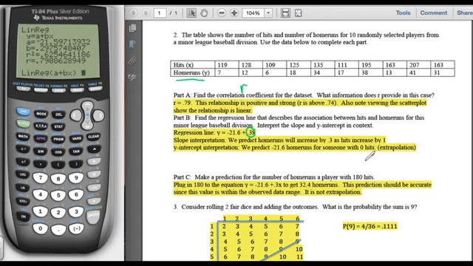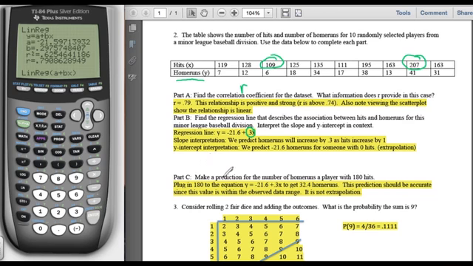That doesn't make any sense. If you have 0 hits, you should have 0 home runs. You can't have a negative number of home runs. This would be an extrapolation. The lowest number of hits we observe is 109. The highest number of hits we observe is 207. Anything in between these should be fairly accurate. It's when we get outside of those values that we have extrapolation.